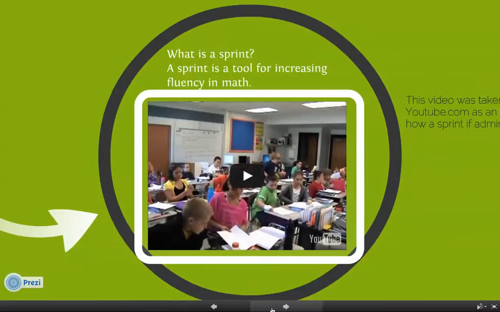The next thing I'm going to introduce to you is a sprint, because I will be showing you how you can differentiate a sprint, but first you have to know what a sprint is. A sprint is a tool for increasing fluency in math. This video is taken from YouTube, and it's a 4th grade class, and they're doing a sprint.